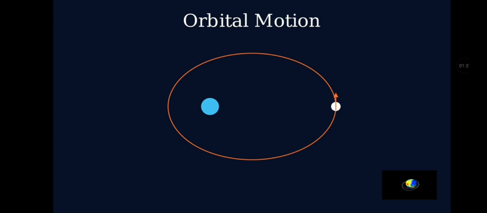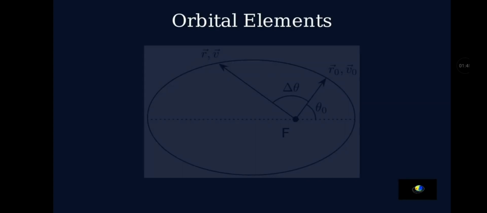To completely describe an orbit, we use a set of parameters called orbital elements. These define the size, shape, and orientation of an orbit in space.